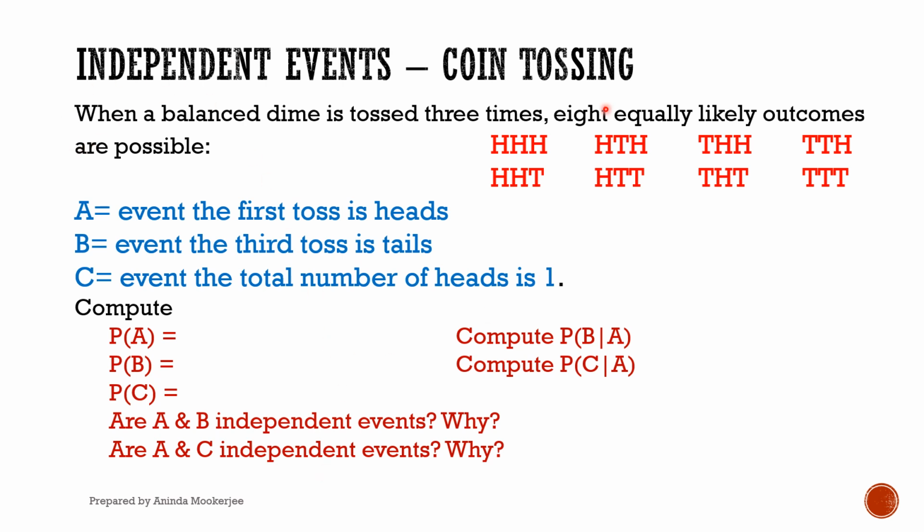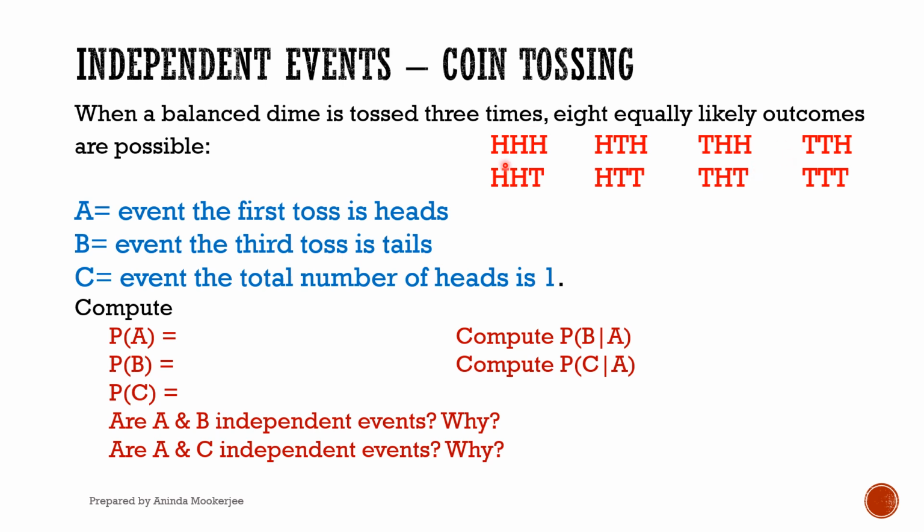So the problem is about a balanced dime being tossed 3 times in succession with all possible combinations of outcomes. So 8 equally likely outcomes are possible. When a balanced dime is tossed 3 times, 8 equally likely outcomes are possible. And these are all the combinations that you can get.